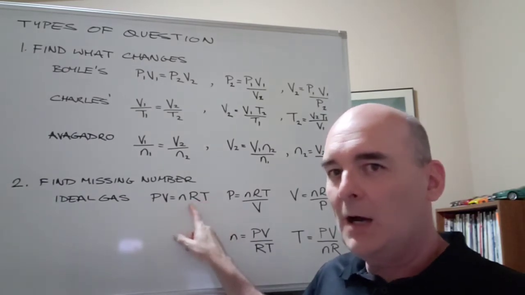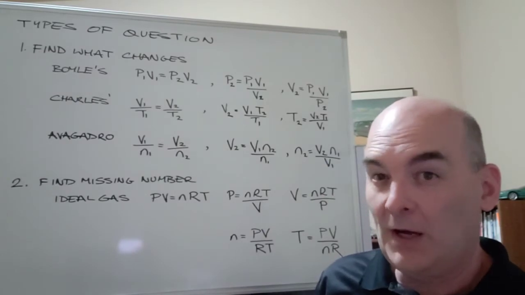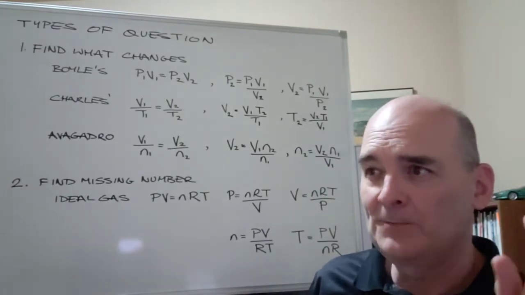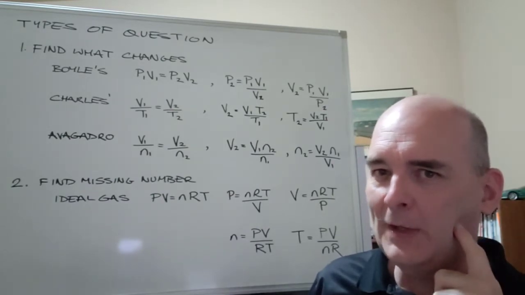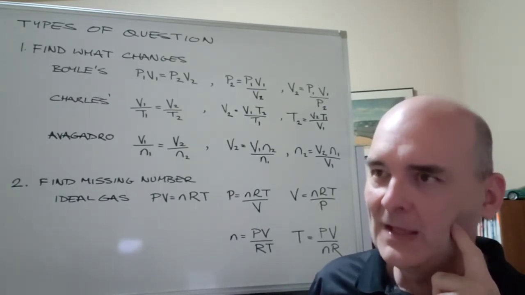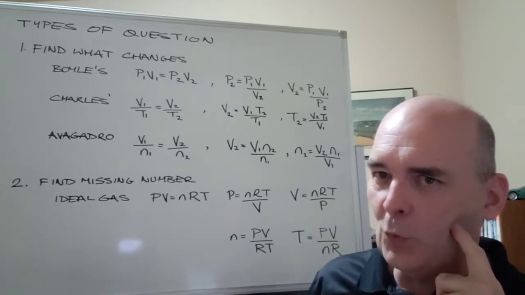Now there's a trick to R as well. If you just go and look up what the value of R is on Wikipedia, you'll find that the universal gas constant has more than one value. That's not what constants are supposed to do. Constants are supposed to have one value.